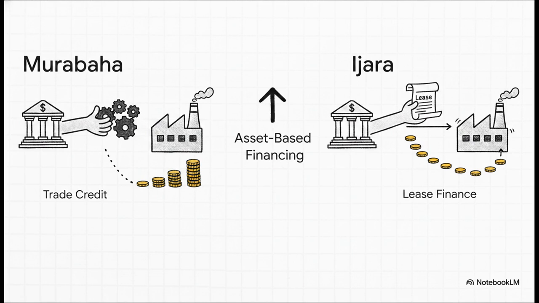Ijara, on the other hand, works very similarly to a standard lease. The bank buys and owns the asset, bearing all the ownership risks, and then simply leases it out to the client for a predetermined rental fee.